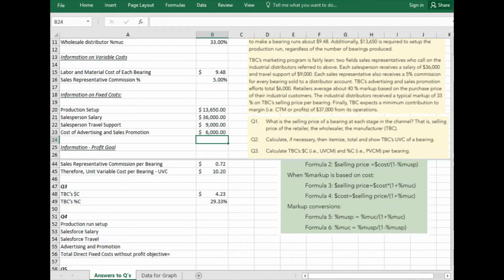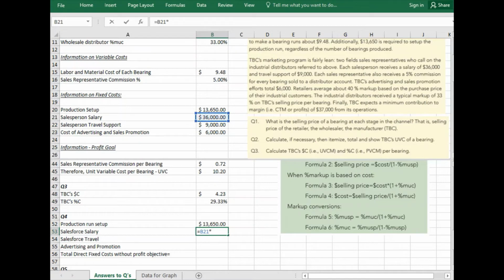$36,000 for each salesperson, $9,000 for travel. Oh, I overlooked cost of advertising and sales promotion. See, that's so easy because it broke on that line. TBC's advertising, sales promotion effort, $6,000. So now I've got everything listed.